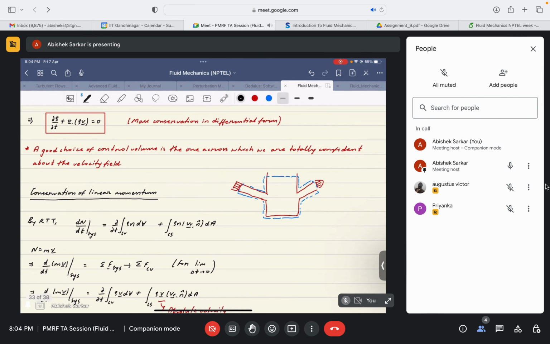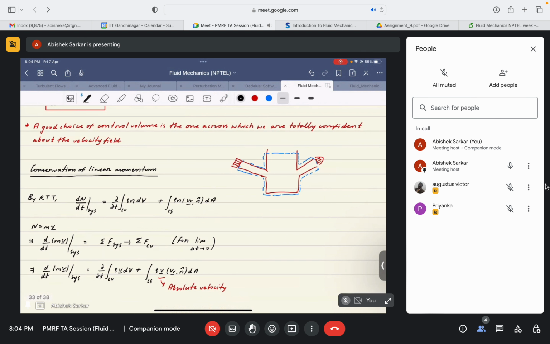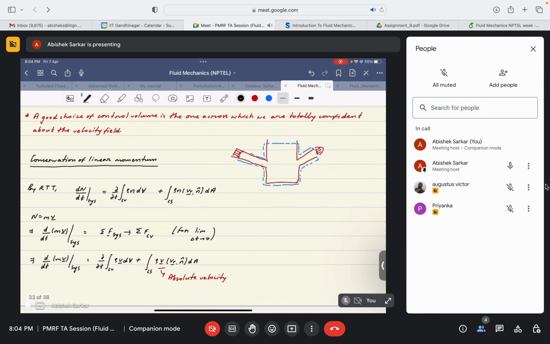Okay, and I guess he has also briefly discussed the conservation of linear momentum. As has rightly been mentioned, momentum is one of the extensive properties. So here, what would capital N be? MV, where V is a vector, and eta would be the velocity vector V, right?